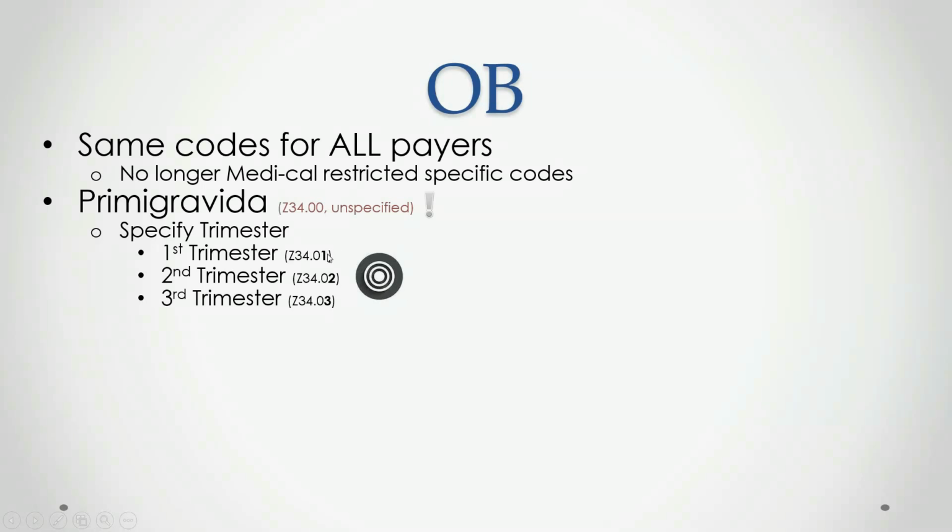Once again, you don't have to memorize codes, but it's kind of nice that it goes Z34.00, and as you're adding a trimester, it matches the number of the trimester: 0.01, 0.02, 0.03.